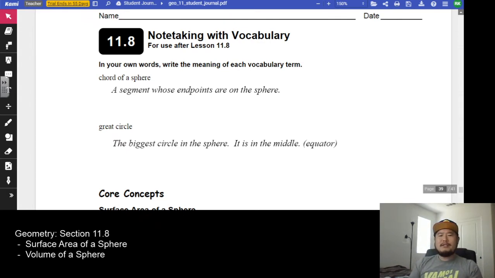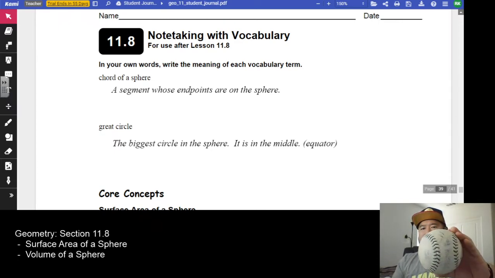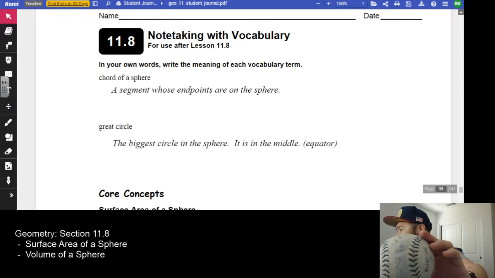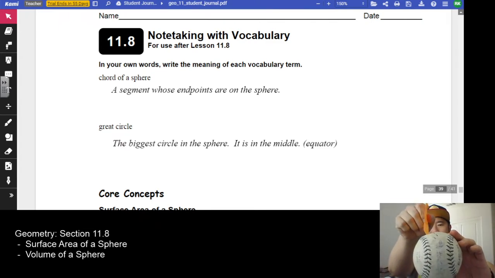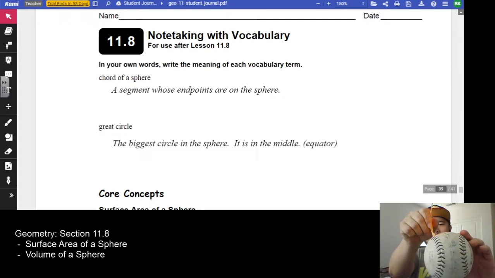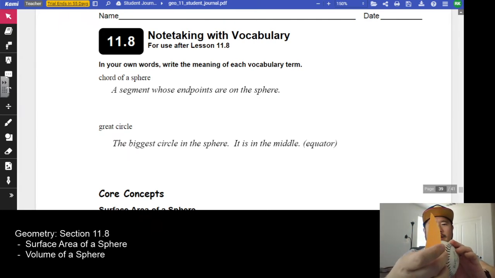The next term we have is the great circle. It is the biggest circle in a sphere. It is in the middle, or what we could consider the equator. Take a look at our sphere again. Where would the biggest circle be, or the great circle? If I were to take something to chop this in half or slice it up, would it be right here? If I were to cut this through, would it be right here? Or, like we said, it would have to be right here in the middle.